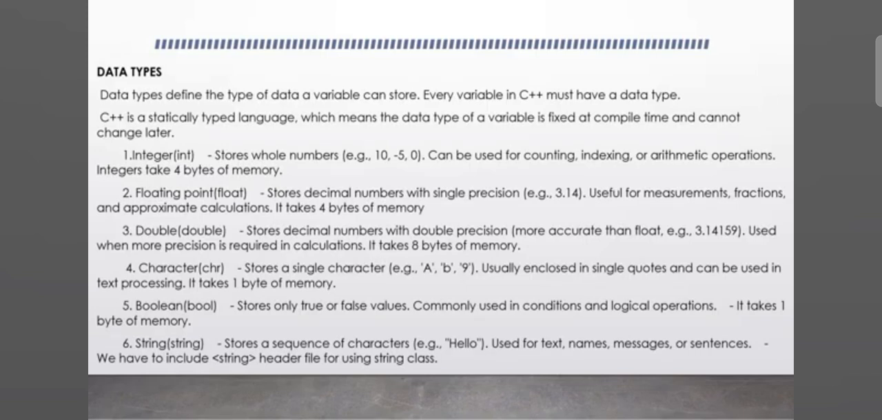Next, double. It stores decimal numbers with double precision. It is more accurate than float. Example: 3.14159. It is used when more precision is required in calculations. It takes 8 bytes of memory.